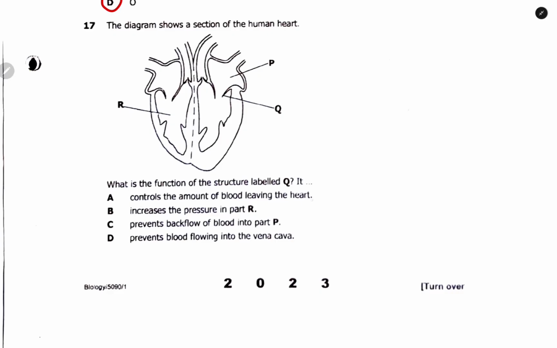Controls the amount of blood leaving the heart? No. Increases the pressure in R? No. Prevent the backflow of blood into P. So the blood enters from here. So as it enters here, the pressure builds up here, as a result forcing the valve to open. When the valve opens, the blood flows here, and of course there's a buildup of pressure here. Blood can flow back, so to prevent the backflow of blood back into P, the valve Q closes. So the answer here is C.